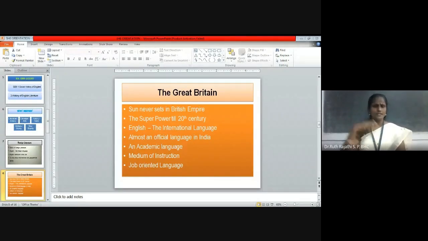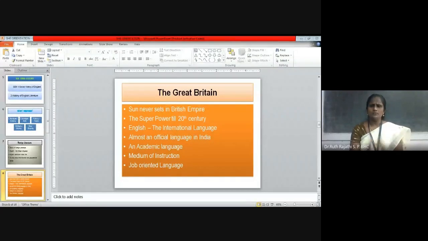So they will be checking whether you are a science student or an arts student or you belong to mathematics, whatever, you are expected to have what? Good communication skills, both in speaking as well as in writing. You are expected to come up with good English.